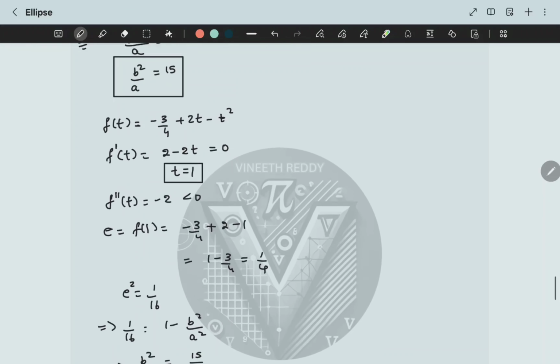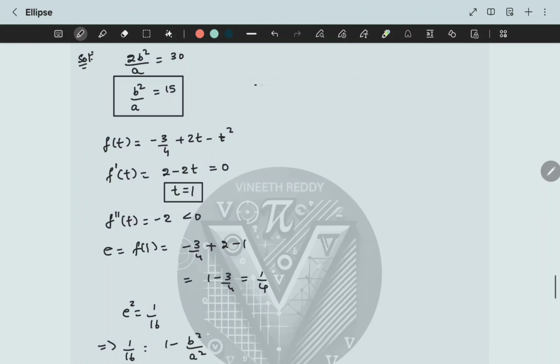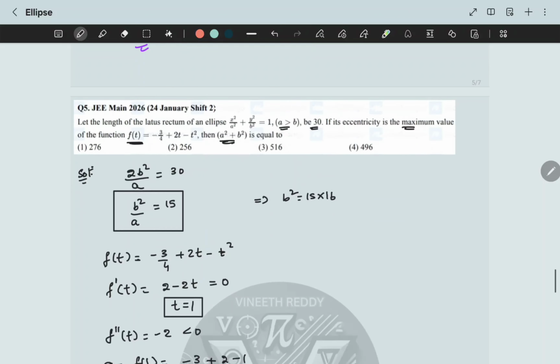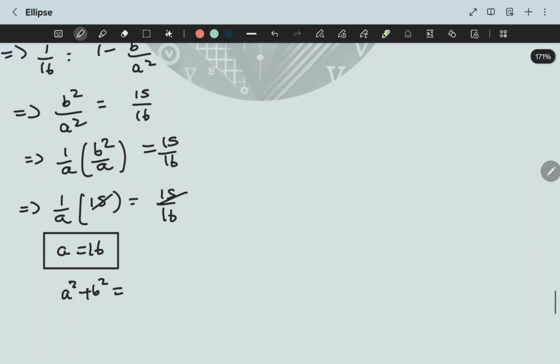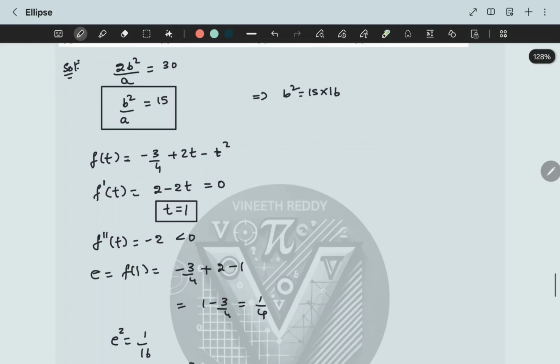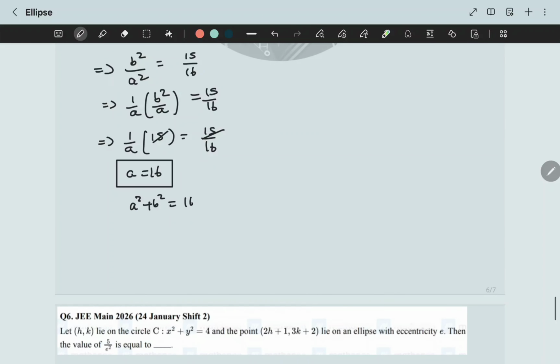Once a is equal to 16, can we find the value of b square? So from here b square will be equal to 15 into 16. So what is he asking? He's asking us to find the value of a square plus b square. So a square plus b square should be, I think b square is 15 into 16 and a square is 16 into 16. So we can write it as 16 into 16 plus 15 into 16. So definitely we can write it as 16 into 16 plus 16 into 16 minus 16, right? I hope you can write 15 into 16 as this. So we have 2 into 16 square minus 16.